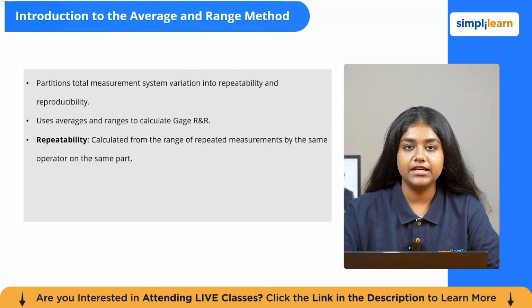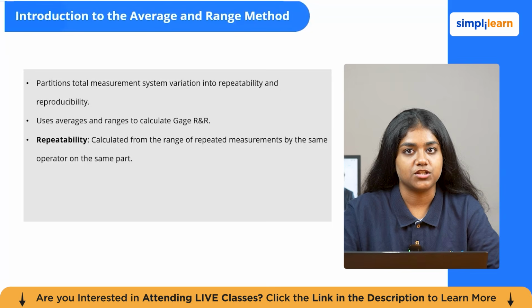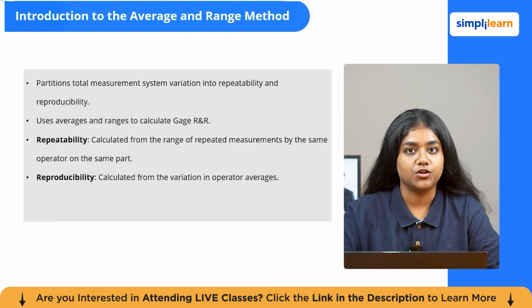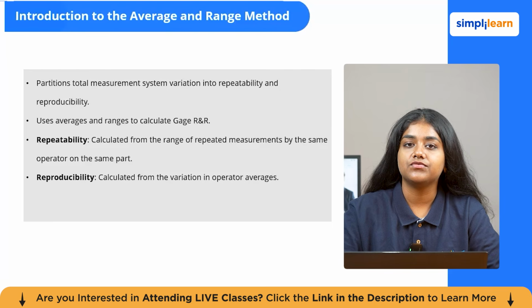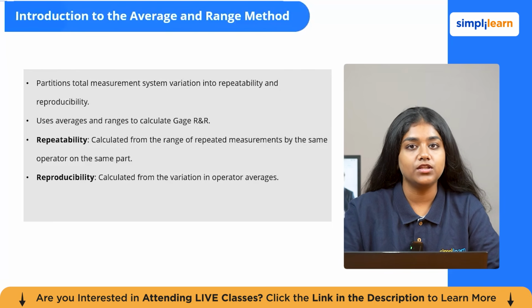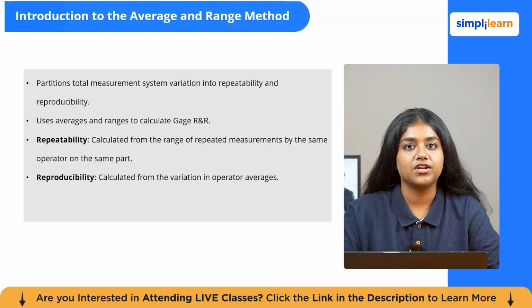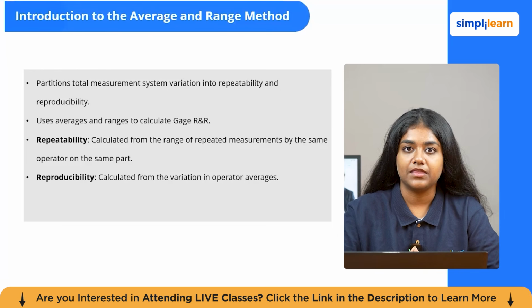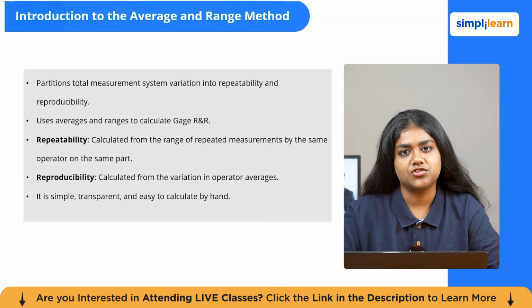Repeatability. Repeatability is calculated from the range of repeated measurements taken by the same operator on the same part. A large range means the instrument is not giving consistent readings even when the operator and part remain the same. Whereas reproducibility is calculated from the variation in the average readings between the operators. So if different operators get different average results on the same parts, the measurement method may not be clearly defined or consistently followed.